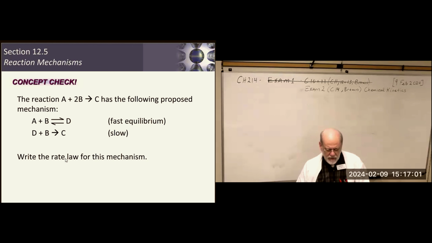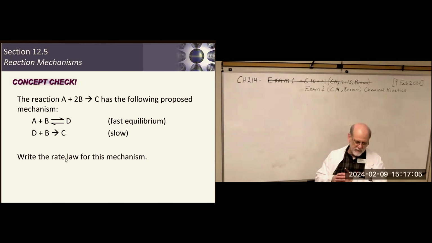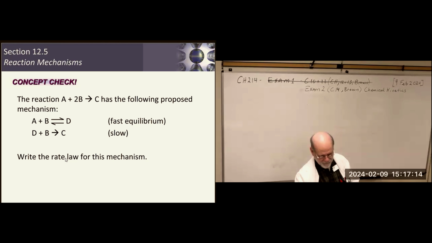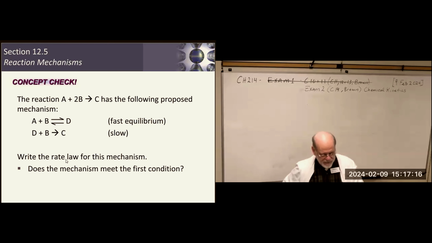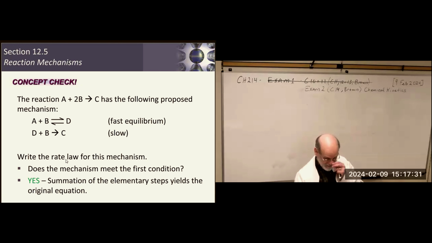Okay. So if we have this mechanism proposed, we got a fast equilibrium, A plus B equals D, and then slow is D plus B, you'll see that's the rate determining step. First of all, does the mechanism meet the first condition? Can you add those up and get A plus 2B, you'll see? And the answer is yes. The D's cancel, and you get 2 B's and a C and an A. All right, so that's the first condition.